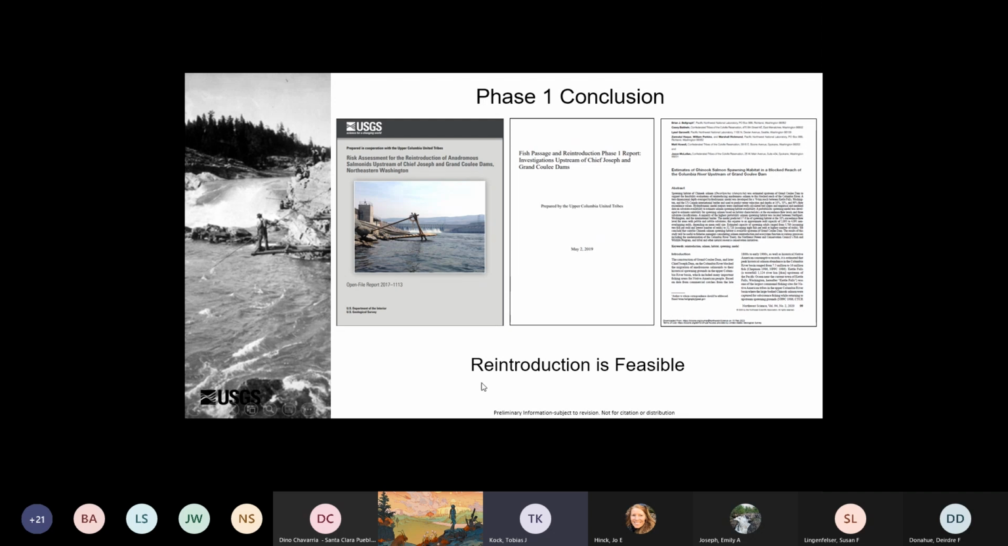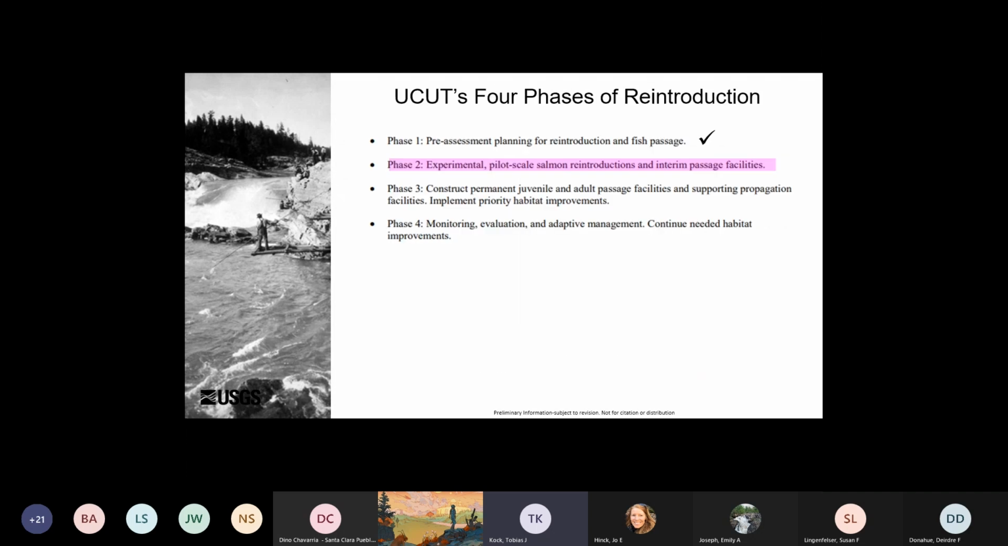And ultimately, the conclusion from phase 1 was that reintroduction is feasible. There was enough evidence to support moving forward. And so that's really where we're at right now. We're just moving into phase 2, and that's just getting going. And so I'm going to talk to you just briefly here in the presentation about some of the phase 2 activities.